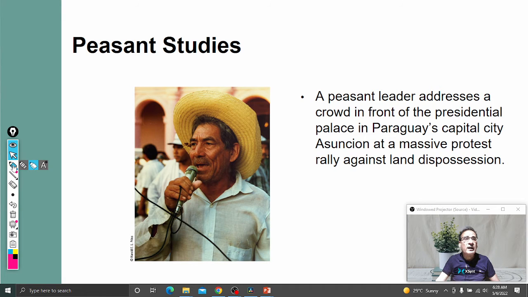Now, I would like to share one example. In this figure, a peasant leader addresses a crowd in front of the presidential palace in Paraguay. Paraguay is a country in South America, and this was a massive protest against land dispossession. It's a big community, so this community has a leader. Similarly, in other countries there are so many farmer movements all over the world, and I share one example of Paraguay, a South American country.